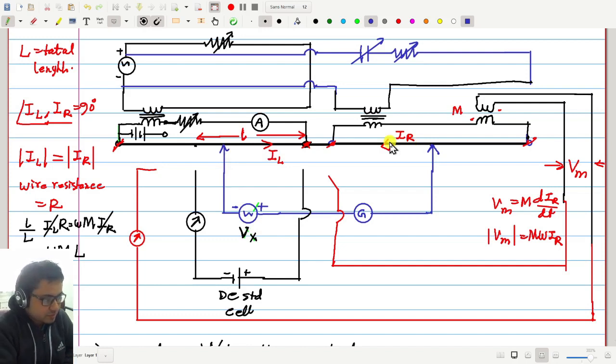So if the phase of the voltage is leading and the phase in the second half of the potentiometer is lagging, then we won't get a balance point.